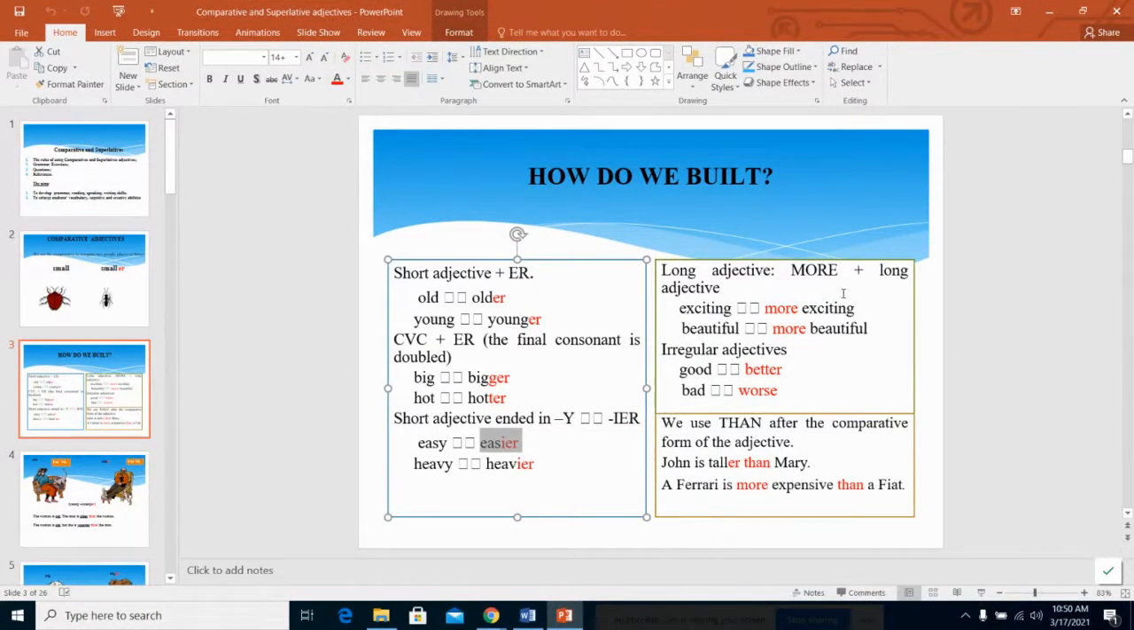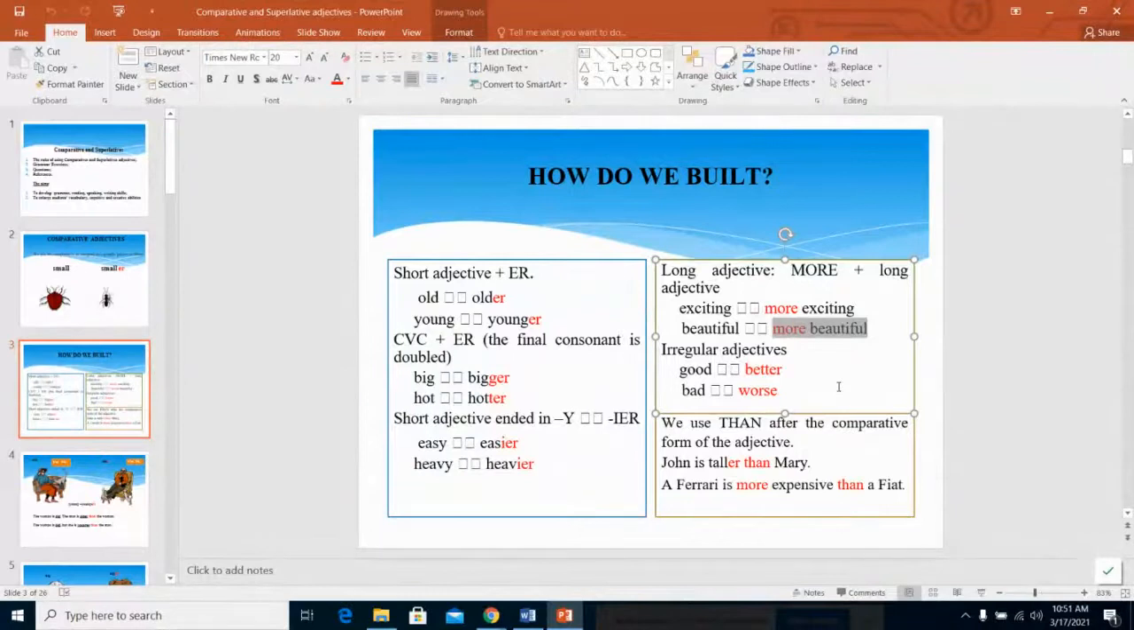Okay, now if it's a long adjective having more than one syllable, like in this case, exciting. So it's excite plus ing. Here we don't add ER, we don't double the G, and we don't put IER. We say more exciting to compare. Beautiful, two syllables, beauty and full. So we add the word more and we say more beautiful.